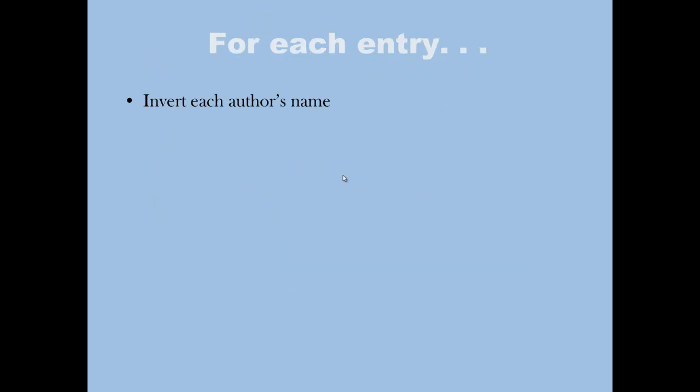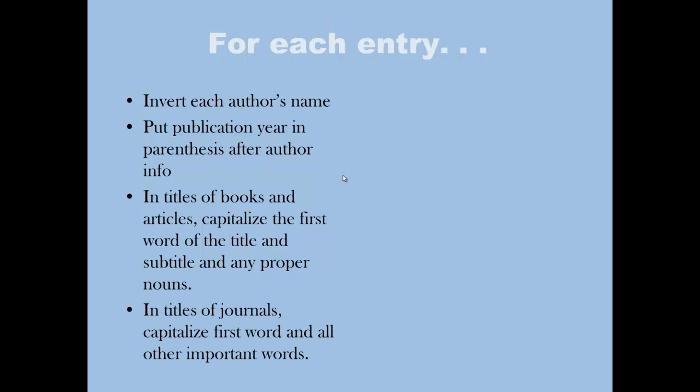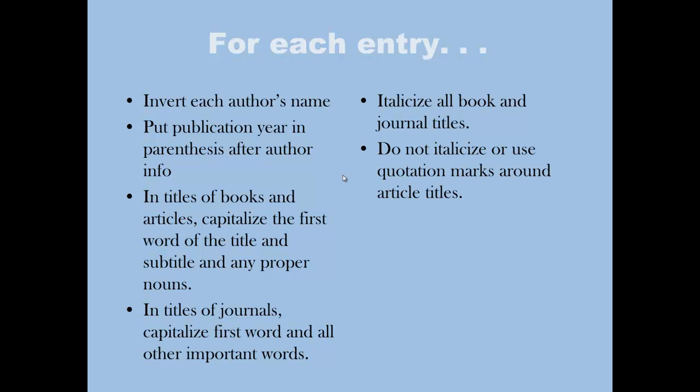For each entry, you invert each author's name, so it's last name, first initial, period. Put the publication year in parentheses after the author's information. In titles of books and articles, capitalize the first word of the title and any subtitle, and then any proper nouns. Not every word. We have to stop doing that. And then titles of journals, capitalize first words and all other important words. Italicize all books and journal titles. Do not italicize or use quotation marks around article titles. It's not appropriate for APA format.